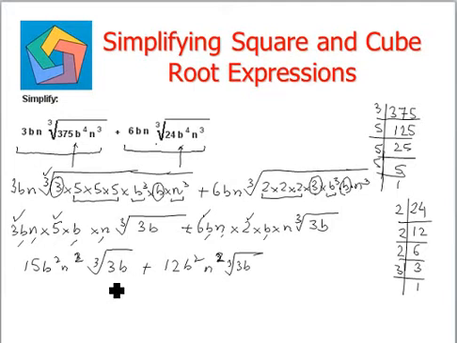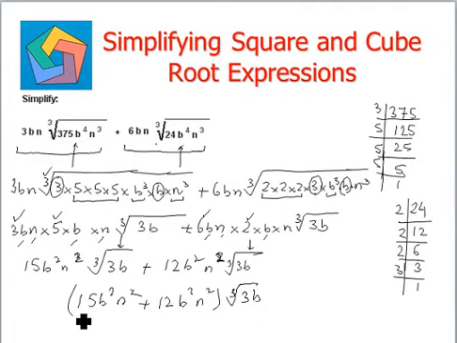Now we have the same term inside the cube root sign, so these two terms can be added. 15b²n² plus 12b²n² times cube root of 3b. These both are like terms. 15 plus 12 is 27. 27b²n² cube root of 3b is the final answer. Let's move on to the next question.